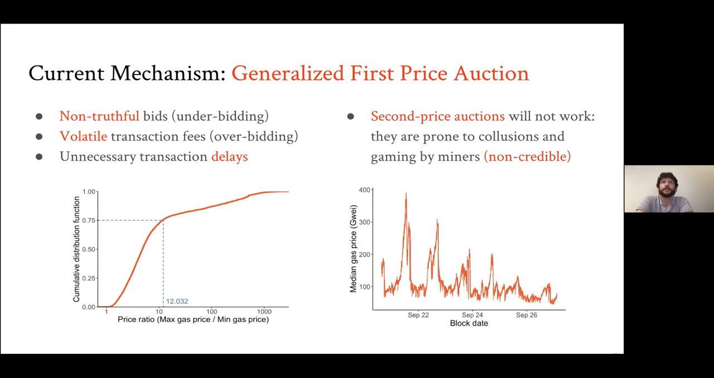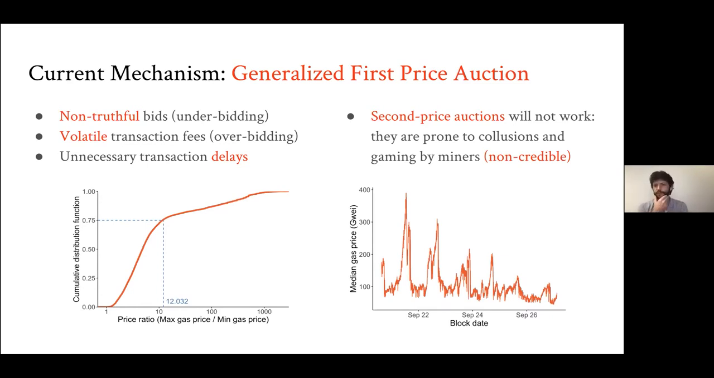Okay, so now somebody who comes from a more classical game theory background can say, okay, why not just, you know, this problem is already solved, why not just implement some second price auction? Well, unfortunately, from the perspective of mechanism design, blockchains have a lot of issues that make second price auctions actually not really useful in practice.